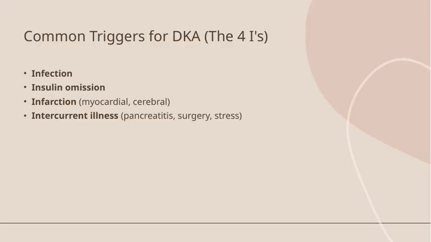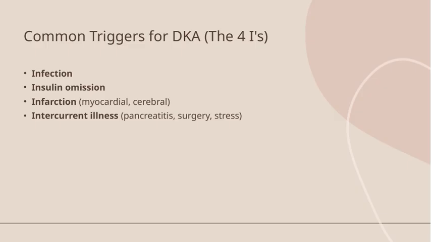Now, let's take a closer look at some of the common triggers for diabetic ketoacidosis, or DKA, which we often refer to as the 4 I's. The first is infection. Infections, whether it's a urinary tract infection, pneumonia, or any other type, can really throw off the body's balance. They increase stress hormones like cortisol and adrenaline, which in turn raise blood sugar levels and make insulin less effective. This sets the stage for DKA to develop.